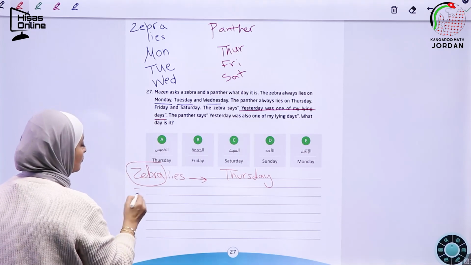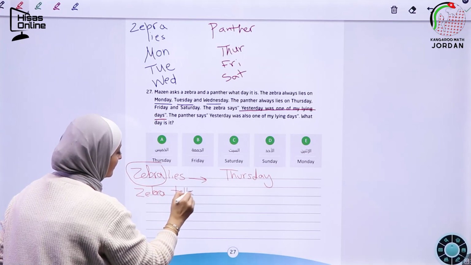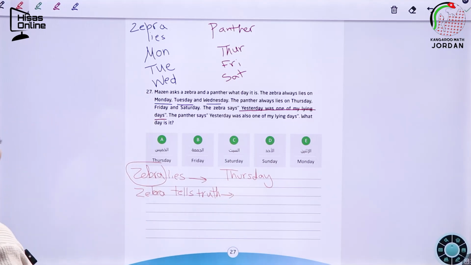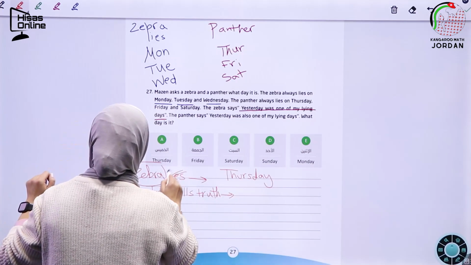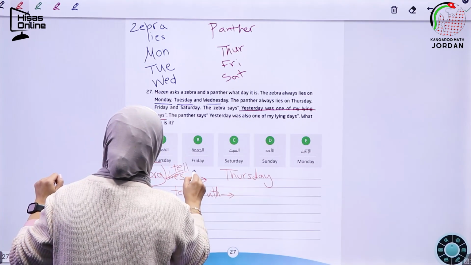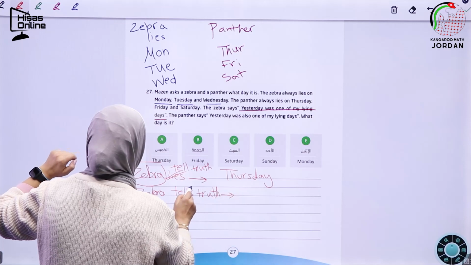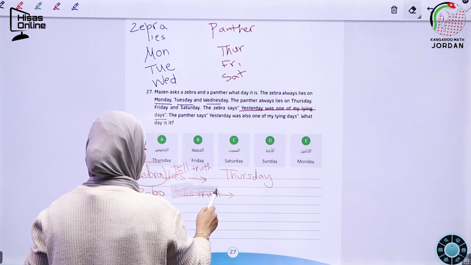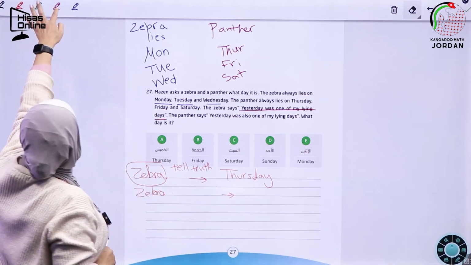So let's assume that the zebra tells the truth. What do you think? If it tells the truth and yesterday was one of her lying days, then yes, so here is Thursday. What if it lies? Let me erase. So we took the first option as telling the truth. Okay, good to know. Let's see what if it lies.